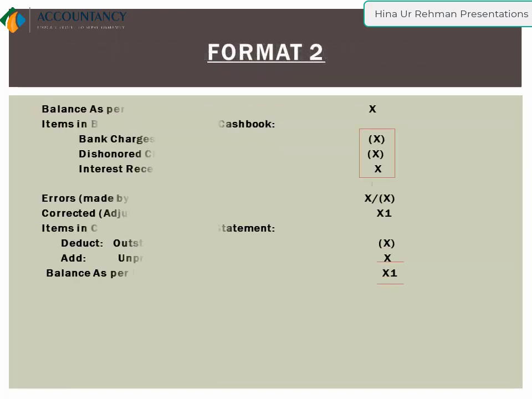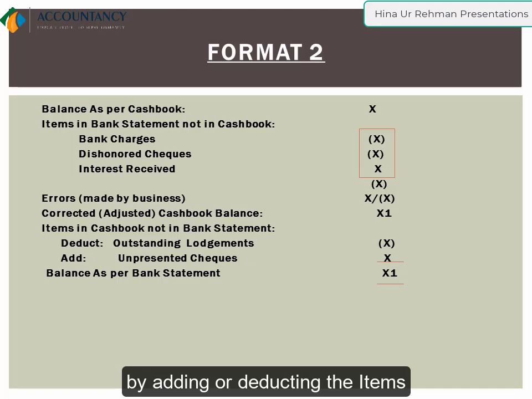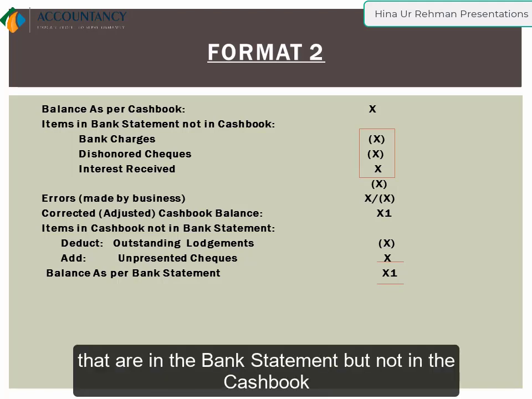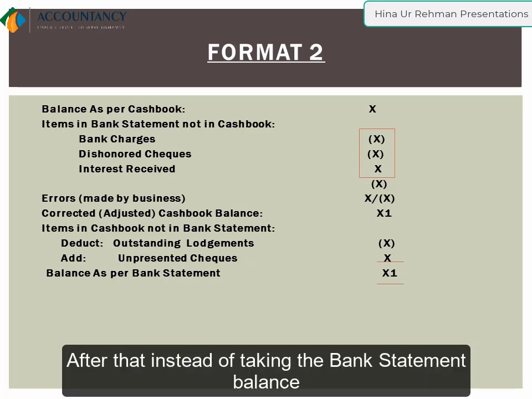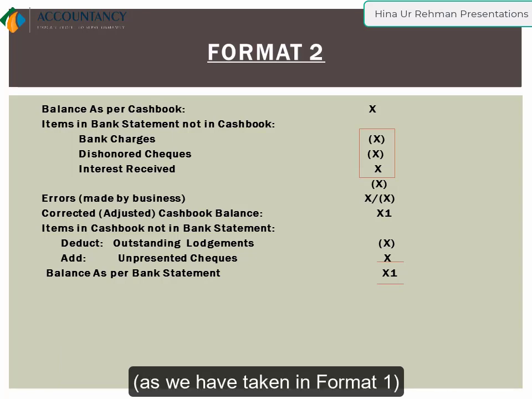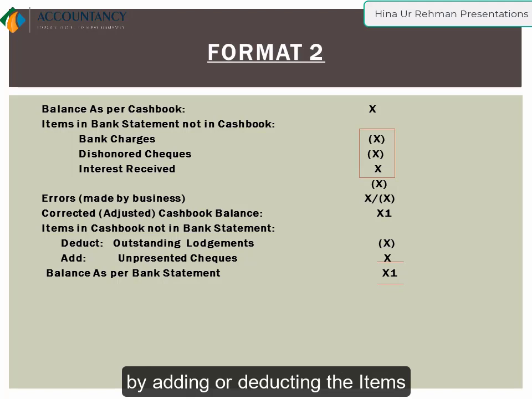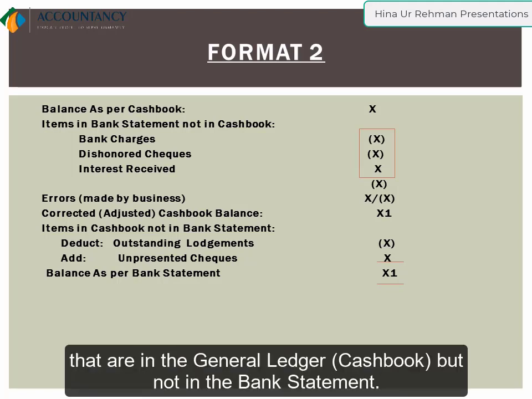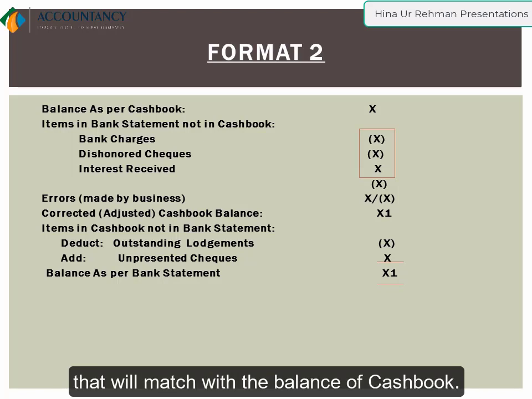Format 2. In this format, firstly, we will correct our cash book balance by adding or deducting the items that are in the bank statement but not in the cash book, and also any error made by the business. After that, instead of taking the bank statement balance as we have taken in format 1, we will make further adjustments in the corrected cash book balance by adding or deducting the items that are in the general ledger cash book but not in the bank statement. Then we will get the balance of bank statement that will match with the balance of cash book.